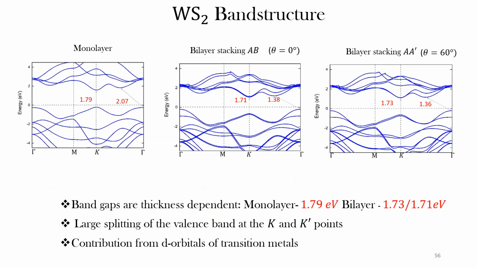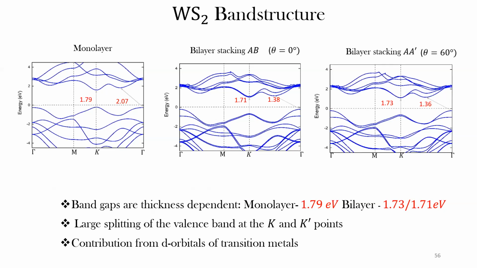From my calculations, I got results for band structure. Basically, these three figures correspond to the energy and momentum relation of TMDCs. The first figure on the left corresponds to a monolayer. Around this 0, this horizontal line tells you the Fermi level, and these blue curves show you different bands. When I'm saying a monolayer is a direct band gap material, I'm saying that we are seeing a direct transition at the K point.